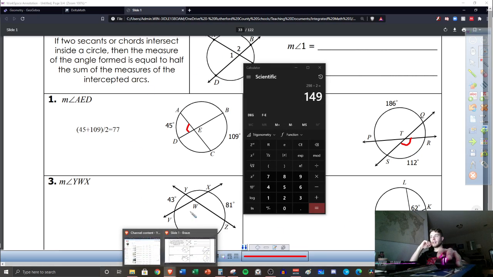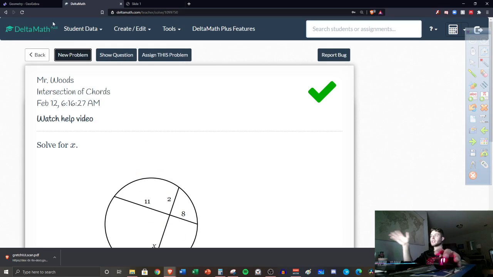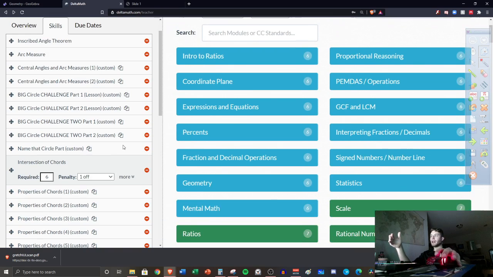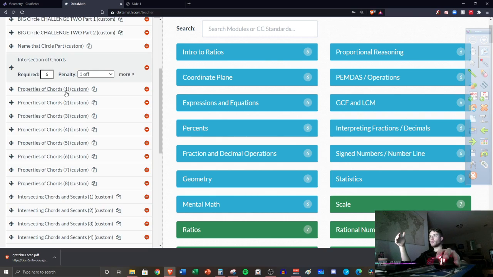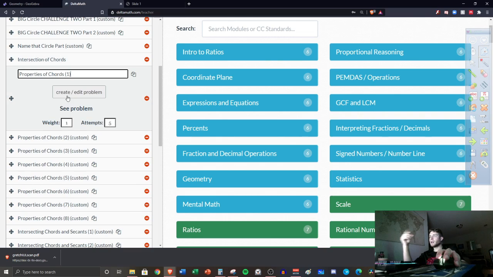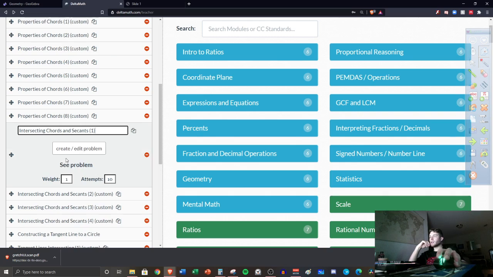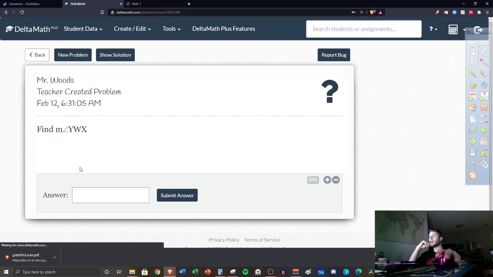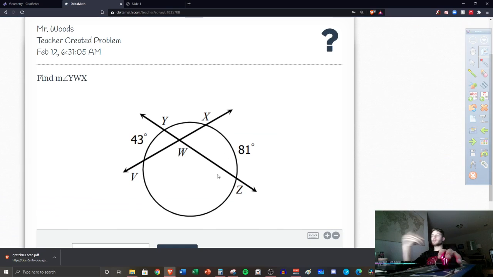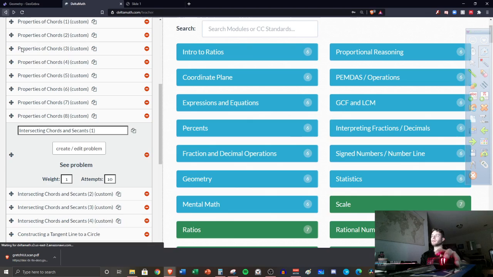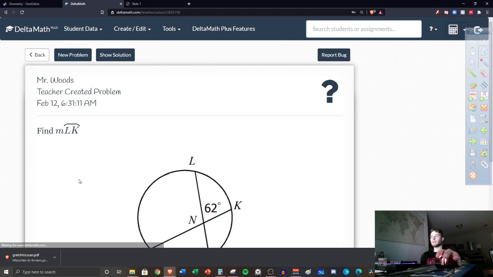So let's look at Delta Math. I've put up some examples. So this is lengths, but I have some examples here. Properties of chords. We're not ready for that one yet. Intersecting chords and secants. I guess we're going to do this one last for our lesson today. But intersecting chords and secants, this is the section that we're working on right now. Here we have the question. Let's do this one here.